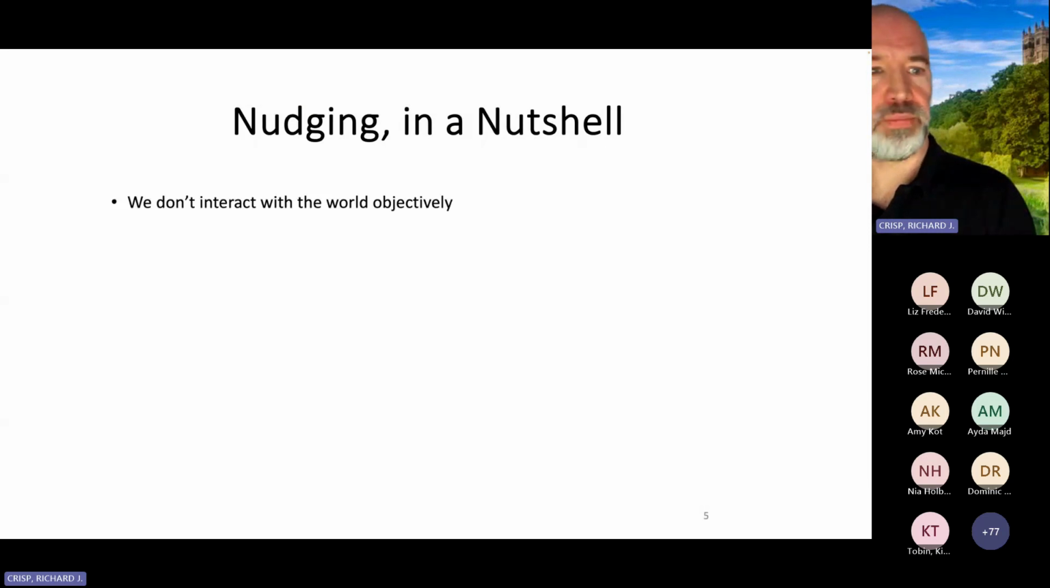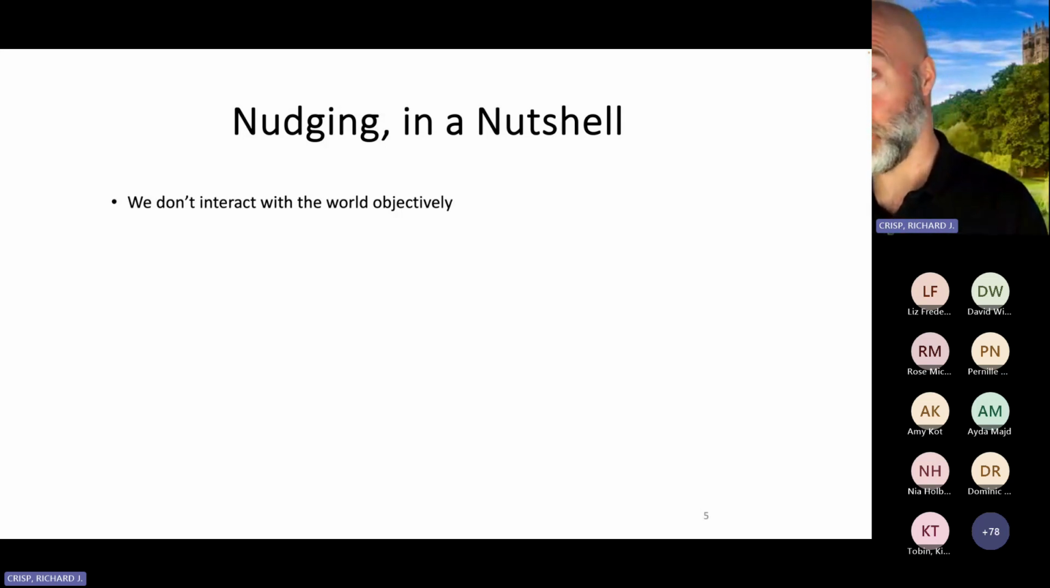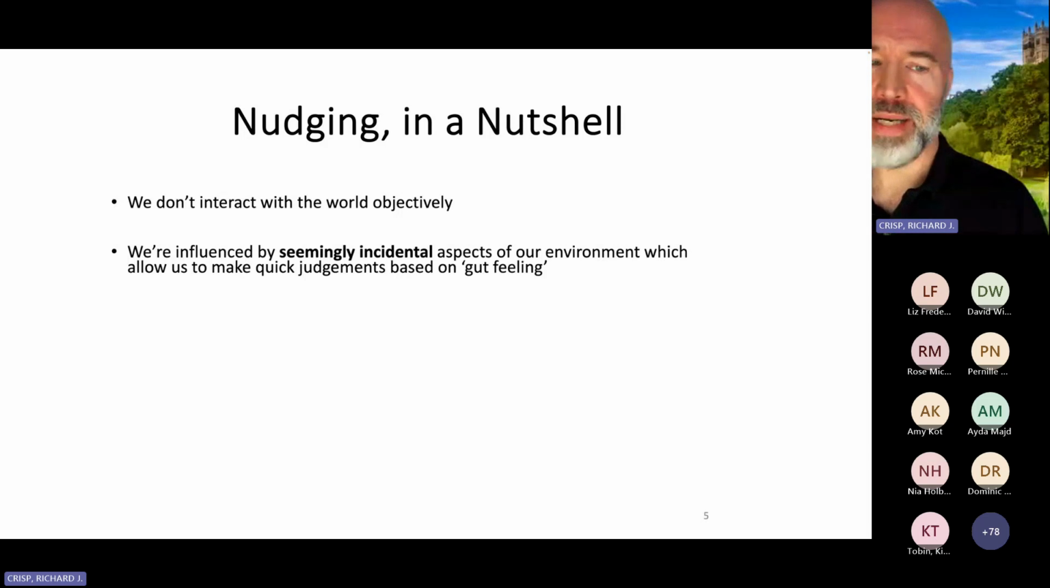So, nudging in a nutshell. We know this, right? We don't interact with the world objectively. There's all sorts of bias. We're nudged all over the place all the time. We're influenced by seemingly incidental aspects of our environment, which allows us to make quick judgments based on gut feeling.